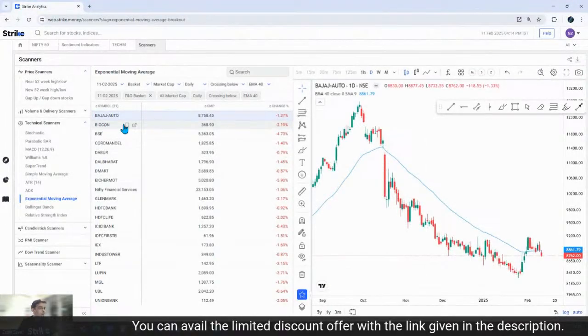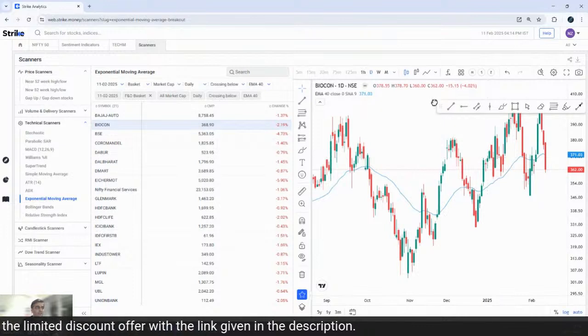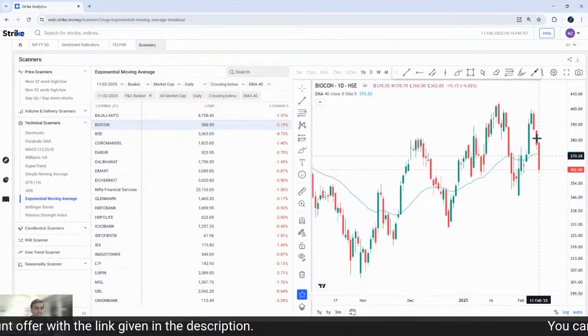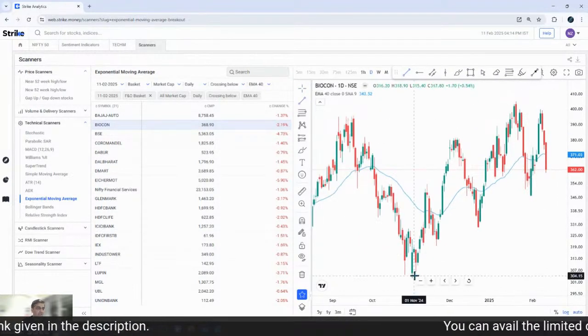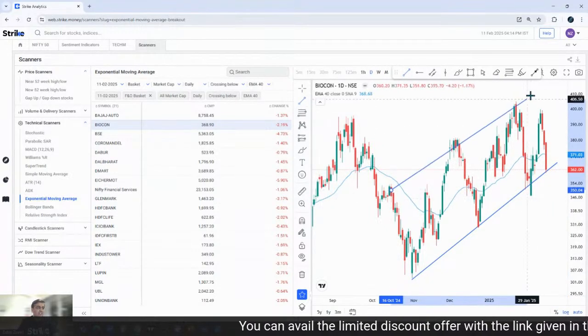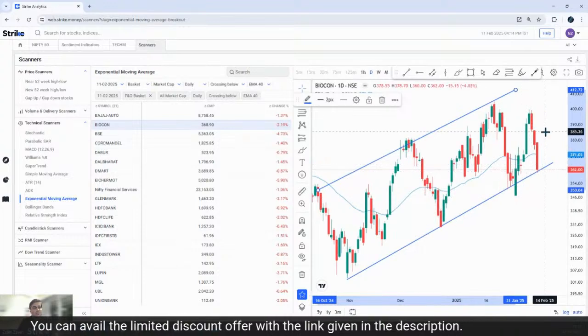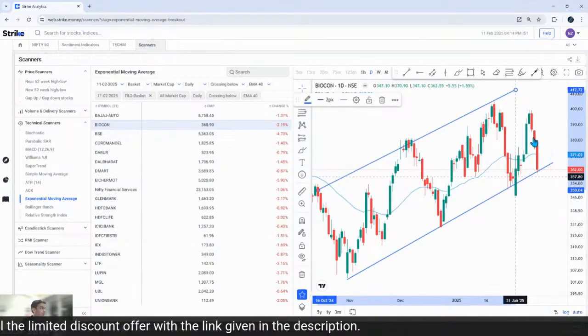You can go to Biocon. All right, click on Biocon, look at the chart on the right. So you can see that there is a lot of, but again, when we draw some simple trend lines, we see that the stock seems to be trading in this rising channel. Tomorrow it may bounce back also. So not sure over here.